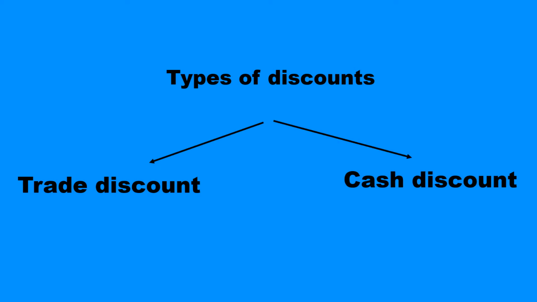Well, discounts are the privileges that are received or earned, or allowed, or rather which are given. The types of discount that exist in every sphere of business, we've got the trade discount and the cash discount.